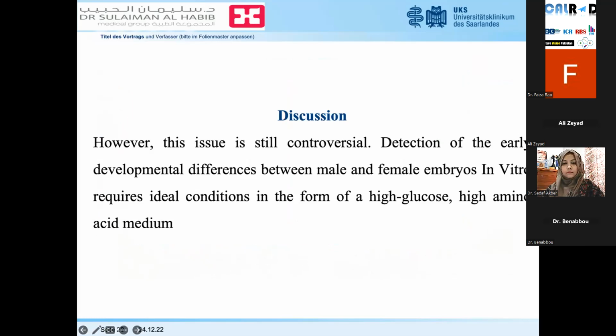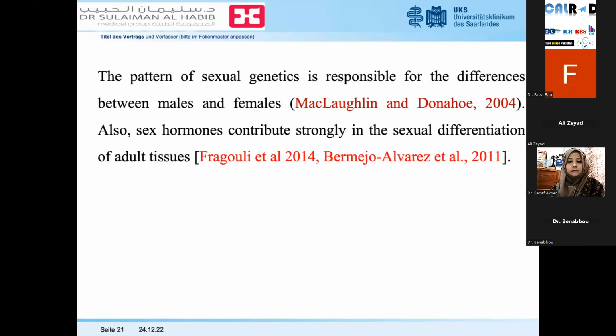However, this issue is still controversial. The detection of the early developmental differences between male and female embryos in vitro requires ideal conditions in the form of high glucose and amino acid media, we mean in the culture media. The pattern of sexual genetics is responsible for the differences between male and female, as reported by some researchers. Also, sex hormones contribute strongly to the sexual differences of adult tissue. In the early stage of embryo division, sex chromosome pattern reflects some of the apparent contrast between male and female, resulting in differences in their proteomic and metabolic processes.